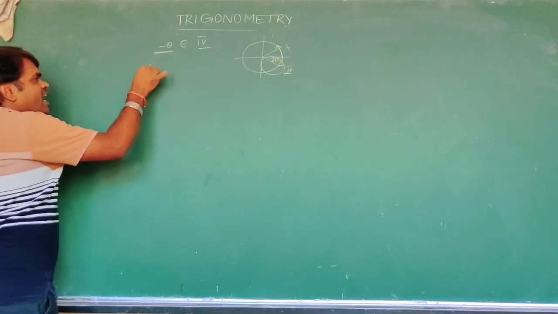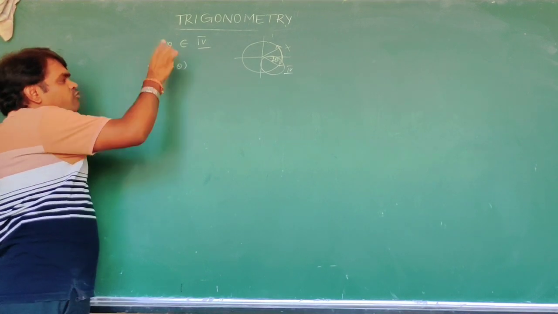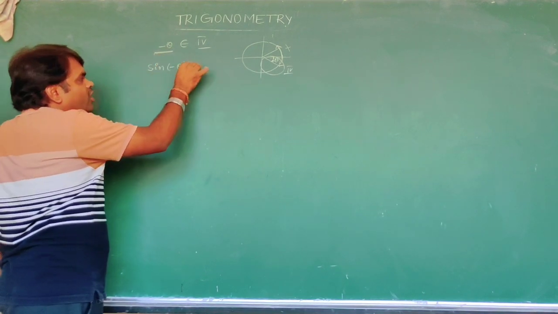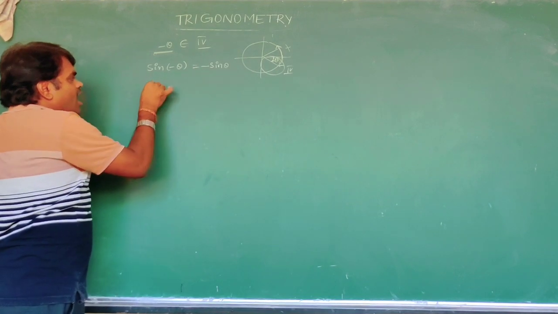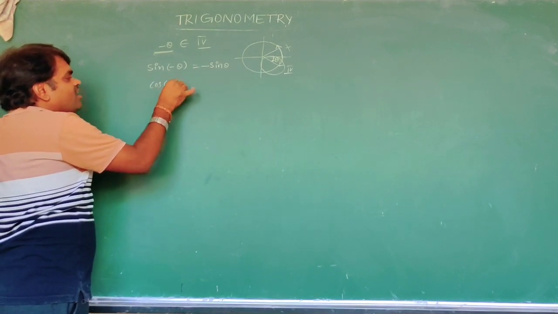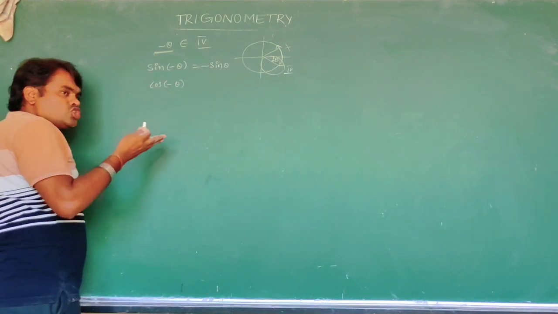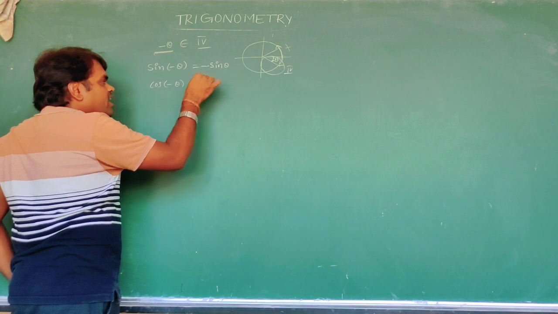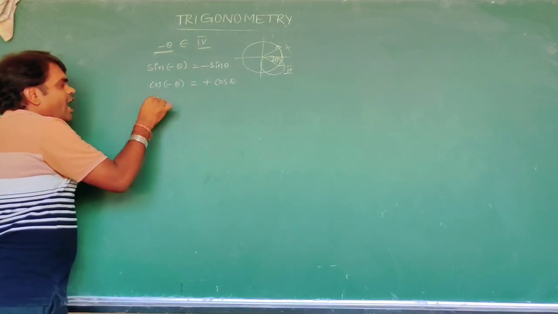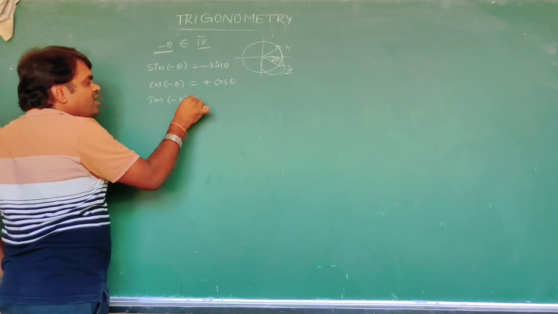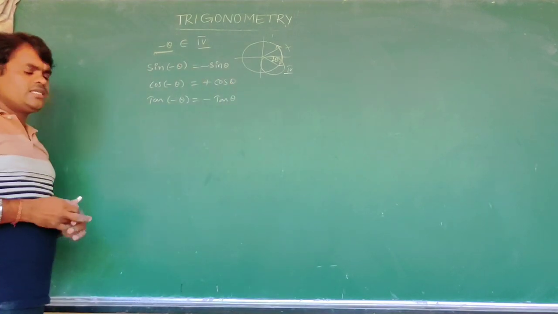That's why sine of minus theta is in the fourth quadrant, where sine will be negative. That's why it is minus sine theta. Cos of minus theta: in the fourth quadrant, cos will be positive. That's why cos of minus theta is plus cos theta. Tan of minus theta is minus tan theta. That's all. This is very important.